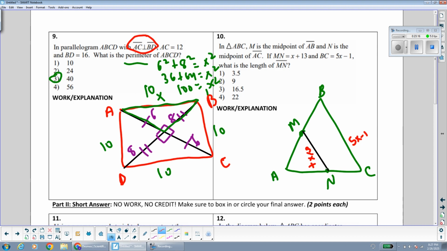Remember that a mid-segment, connecting midpoints, a mid-segment in a triangle is both parallel to the base and half the length of the base. So basically, if I take the mid-segment, which is x plus 13, and I double it, I get the base. Don't set these equal to each other. They're not the same. This one's bigger than this one. This one's twice this one. Or you can make your equation say this is half of this one. But I like to deal with multiplication rather than division. Distribute.